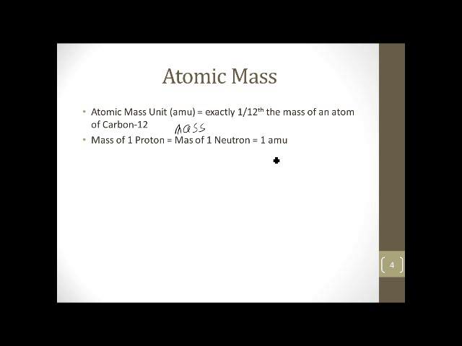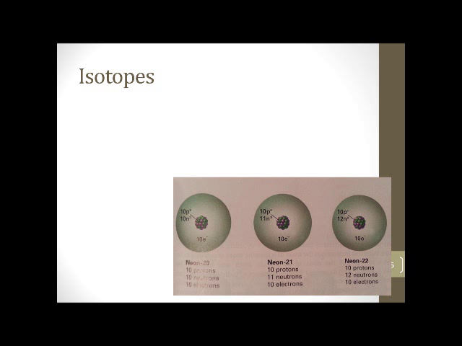Now, if you look at the periodic table, you'll see, for example, when you look at the atomic mass for carbon, in fact, if you want to take out your reference table and look at it now, you'll see that it doesn't simply say 12, that it says something more like 12.011 or the like. Now, that doesn't mean that any single carbon atom has a mass of 12.011. And that brings us to what is called isotopes.